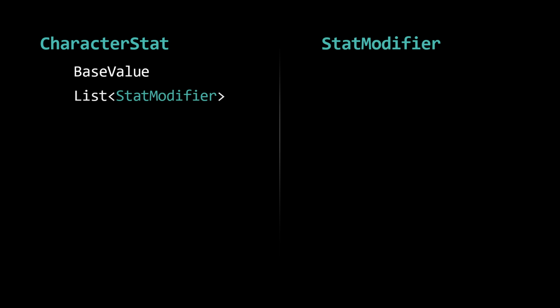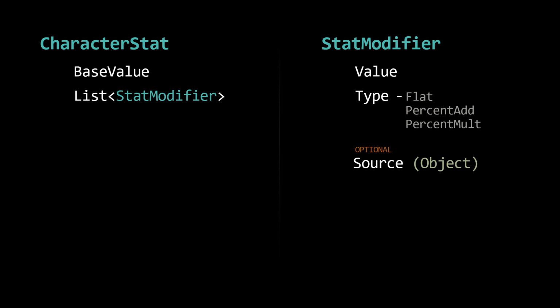The package is composed of two main scripts, Character Stat and Stat Modifier. Each character stat has a base value and a list of stat modifiers. A stat modifier is defined by its value, how much we're going to increase or reduce our stat, its type, which can be flat, percentage additive, or percentage multiplicative, and optionally it can save its source, or what object in your game applied that stat modifier, and the application order. By default, flat modifiers apply first, then percentage additive, and lastly percentage multiplicative. But you can use this value to override that order.